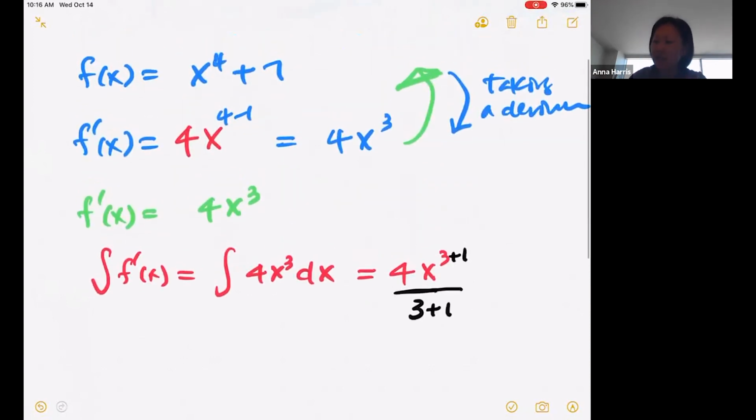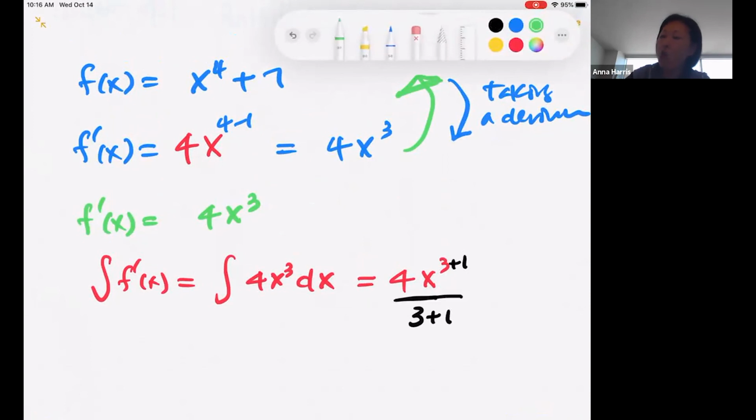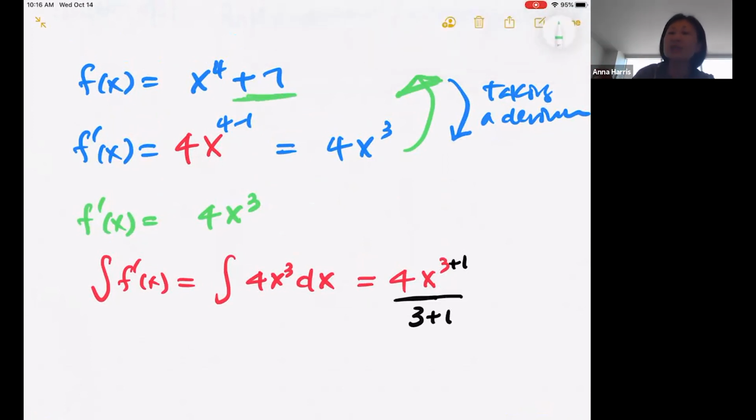Does everybody see what I just did? And then since I'm not really sure what constant I'm supposed to use, I happen to know this is a +7, but you have to assume I don't know what constants I'm given. So I always have to put what? C. So let's see. I'm not gonna worry about the constant part.